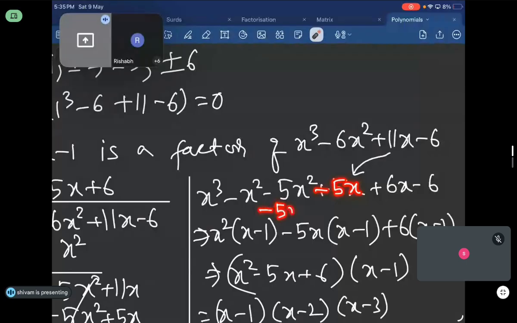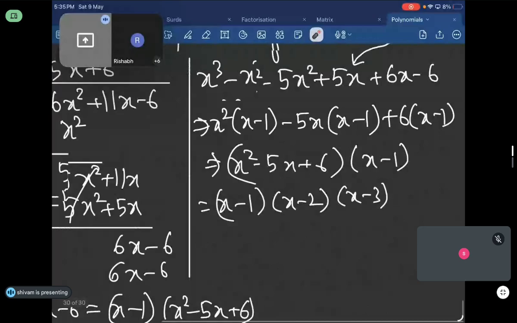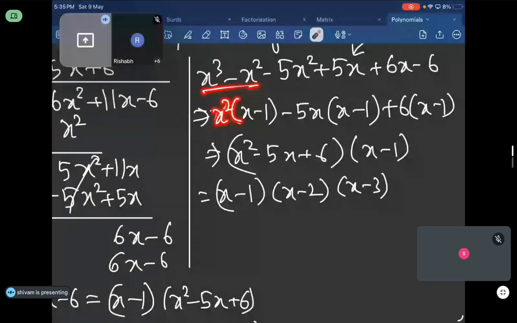So 11x has been broken into 5x. What is left out? 6x. So I've written 6x over here. So 6x minus 6. Is it clear? After this, I have taken common out. Over here x square common, x minus 1. Over here minus 5x common, x minus 1. Over here plus 6 common, x minus 1. After this, you take x minus 1 common out, you will get the result. Anyone having any doubt, you can ask me now. Kaushik, is it clear? How I factorized?